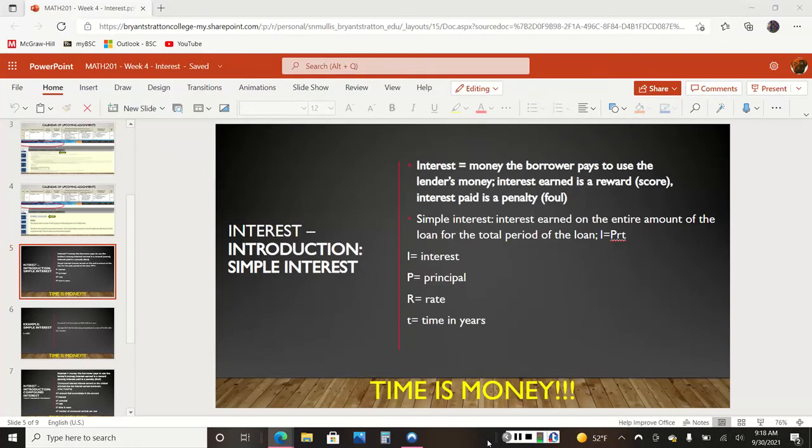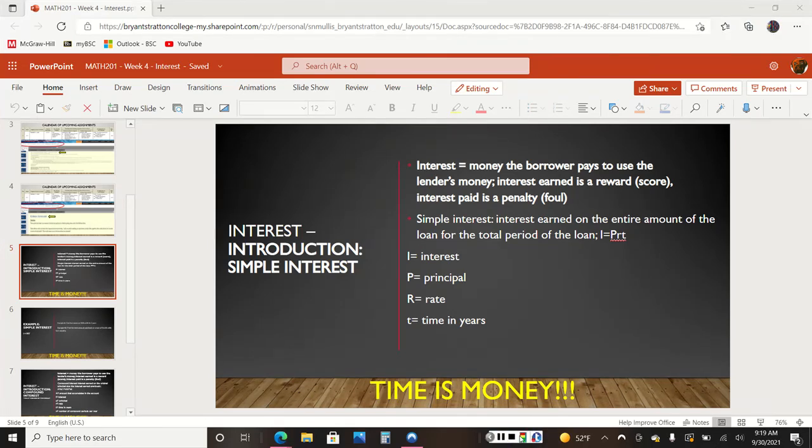Before we start talking about simple interest versus compound interest, we first need to understand what interest is. Interest is simply put the money a borrower pays to use a lender's money. In a sense, interest that you earn is like a reward. And to put it in sports terms, that's just like scoring a touchdown, hitting a home run. It's something that you want to receive. You want to receive interest payments. Interest paid, however, is like a penalty or it's like a foul. So you want to earn as much interest, but you don't want to pay as much interest.